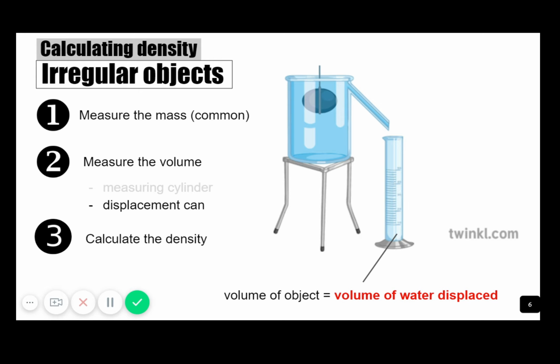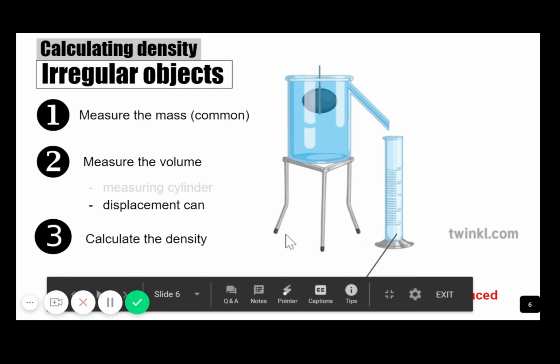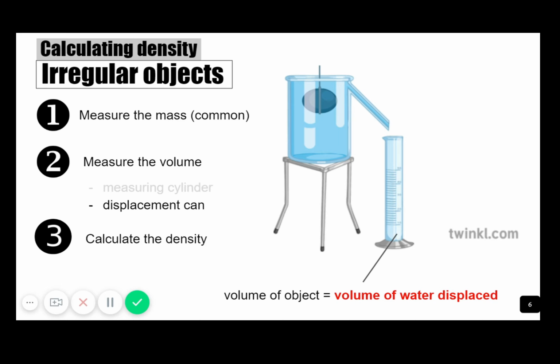Note that for both the regular and the irregular objects, the volume that we are measuring is in milliliters, and that's the volume of the water. But we need to convert it into centimeter cube. Remember, 1 milliliter is equivalent to 1 centimeter cube. Once you have done that conversion, you just apply the formula. Density is mass over volume, and you'll be able to calculate the density. But remember this statement here: the volume of the object is equivalent to the volume of the water being displaced.